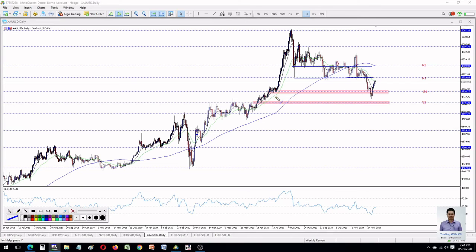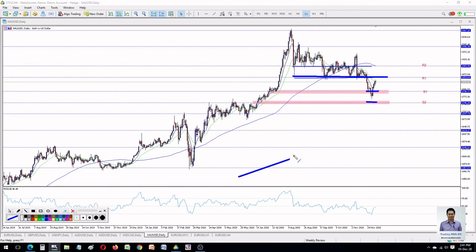Gold, we talk about this area, right? 1859 area. If the price actually breaks down, we say that the price will most likely test this S1 area, 1796, and this area, 1746. So the price actually broke this area but didn't actually reach the 1746, very near but didn't reach, so it actually bounced up.